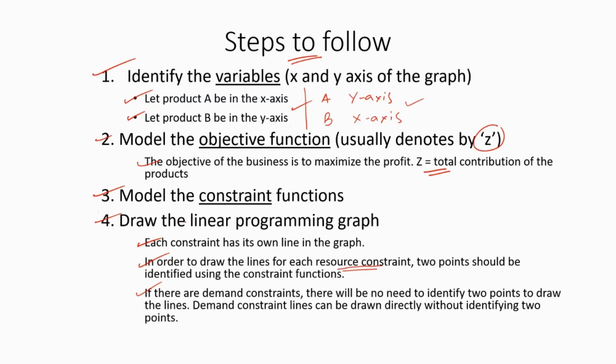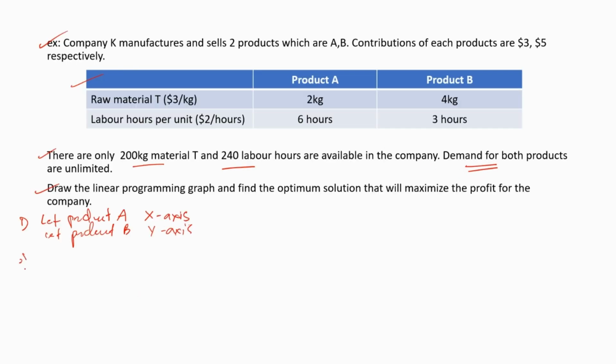The second step, model the objective function. The objective function is denoted by letter Z, and this is equal to the total contribution of the products. So the second step, the objective function. Letter Z is equal to the total contribution. Here they have given us the contributions for product A and product B. For product A, contribution per unit is 3 multiplied by the number of units of product A.